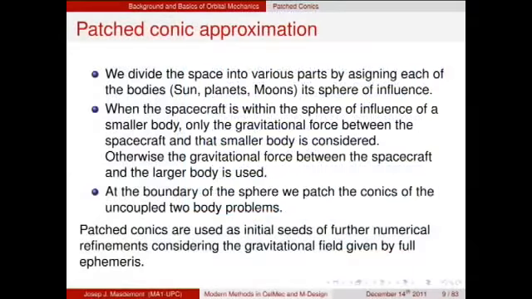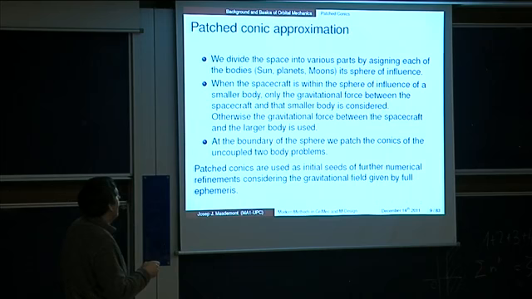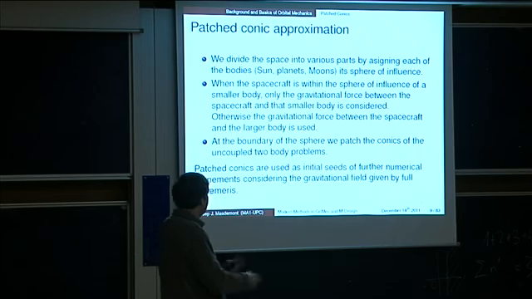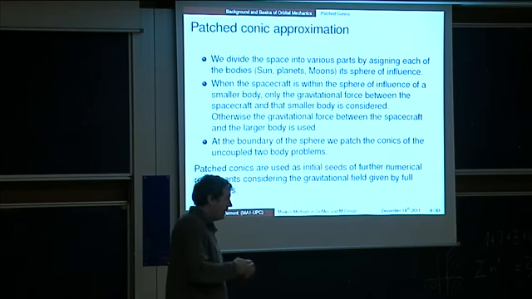Essentially, this patched conic approximation divides the space into various parts, by assigning to each of the bodies, the Sun, the planets, the moons, a sphere of influence. When the spacecraft is within the sphere of influence of the smaller body, then we consider a two-body problem with the spacecraft and the smaller body. Otherwise, we consider the influence of the Sun or of a larger body. The method is called patched conic because at the boundary of the sphere we need to patch these conics, so that the solutions of these uncoupled two-body problems merge.